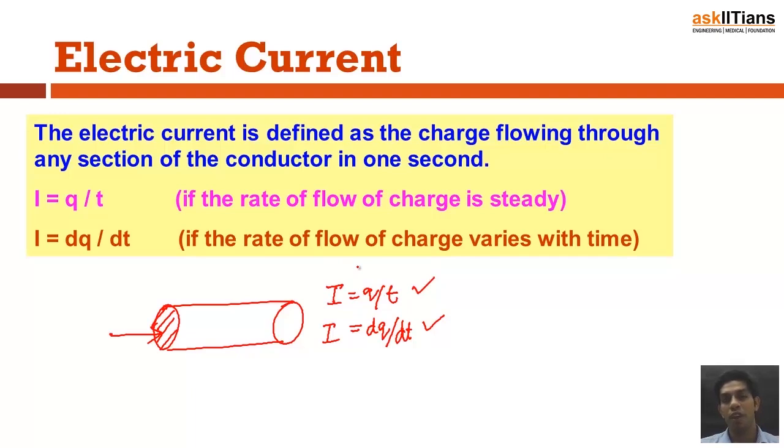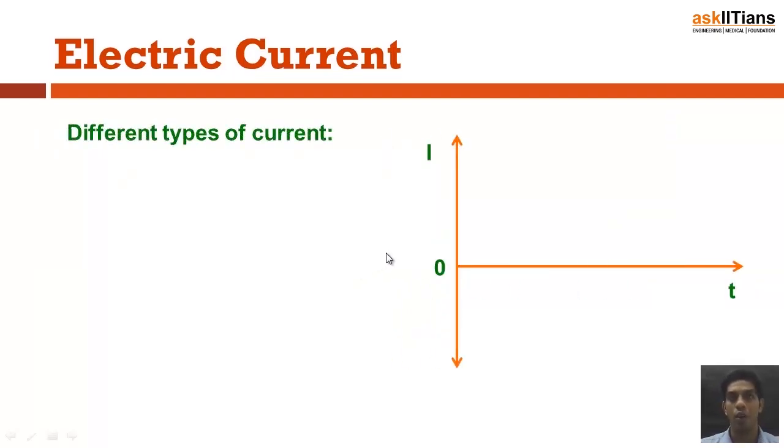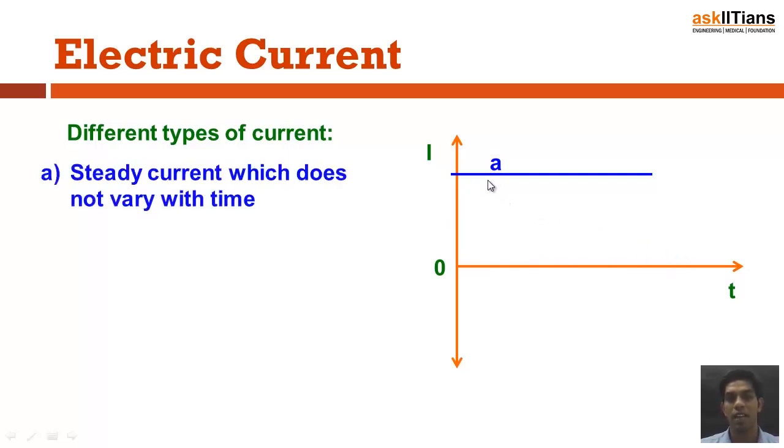So now we'll shift our attention to the different types of current which we observe in nature or in our day-to-day life. We'll put up a graph with current on the y-axis and time t along the x-axis. First up, it's the steady current. Steady current is also known as DC, the direct current. The property of direct current is that its magnitude remains constant throughout the time. It doesn't vary with time. So hence the name DC.